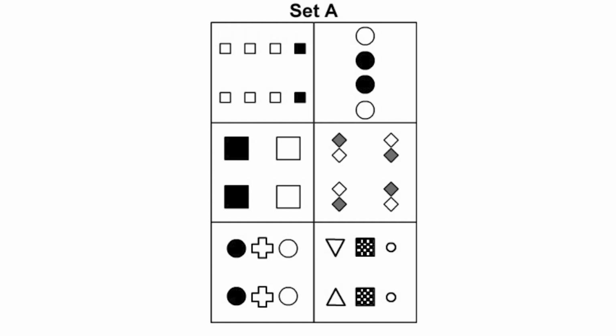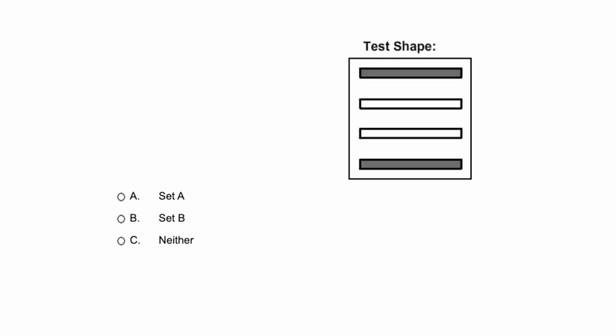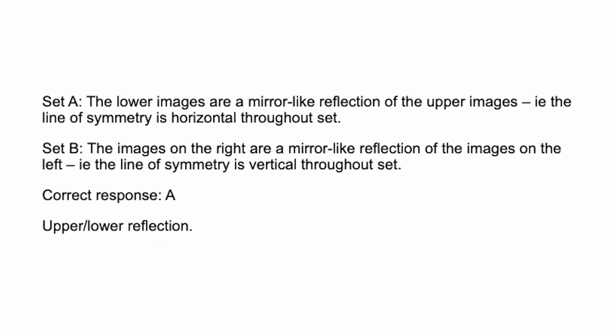And then because the 2 sets usually follow a similar sort of rule, if we look at set B, we can see that instead of a horizontal line of symmetry, set B actually follows a vertical line of symmetry. Therefore, using this rule, we can see that the test shape has a horizontal line of symmetry, therefore it belongs to set A, so you would mark this answer.